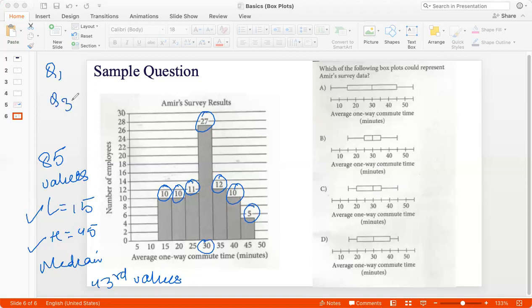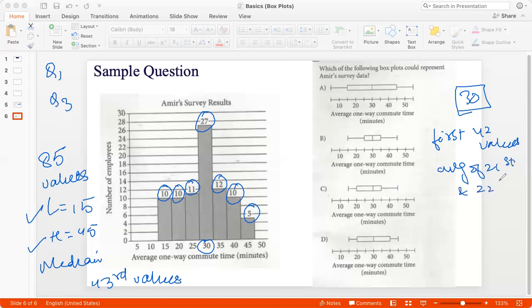Okay. Now, how would I find Q1? We know that the 43rd value was 30. So we find the median of the first 42 values. The median will be the average of the 21st and 22nd value, right? So what will be the 21st value? 10, 20. So it will be 25 and 25. So my Q1 is 25.